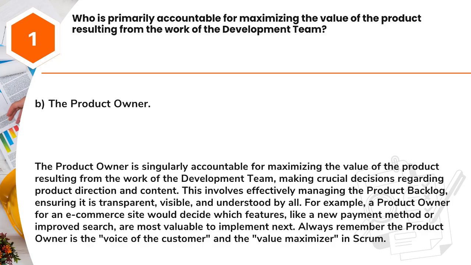For example, a product owner for an e-commerce site would decide which features, like a new payment method or improved search, are most valuable to implement next. Always remember the product owner is the voice of the customer and the value maximizer in Scrum.